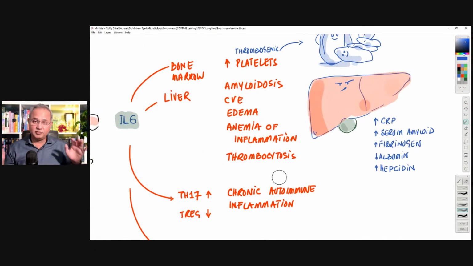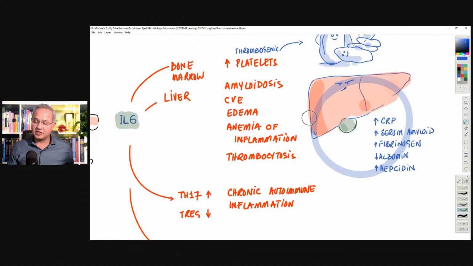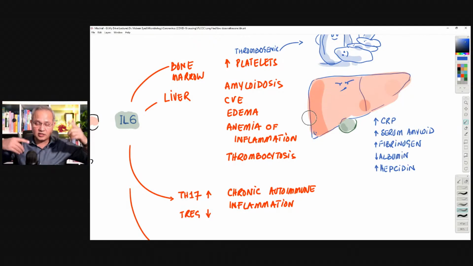Think about somebody who had acute COVID. Then they got long COVID. Now their liver is stuck. Their immune system with the liver is stuck in the cycle of chronic inflammation. What is going to happen?